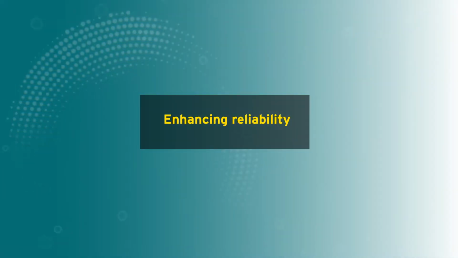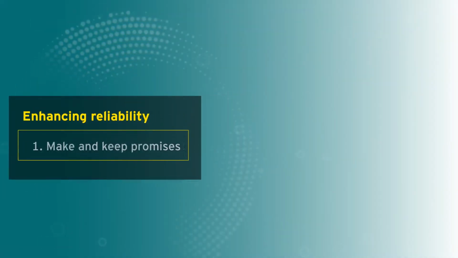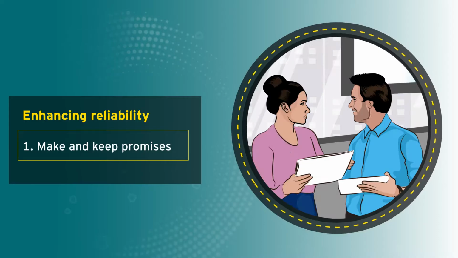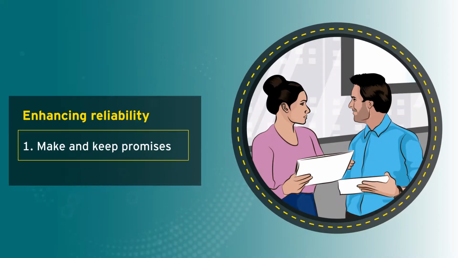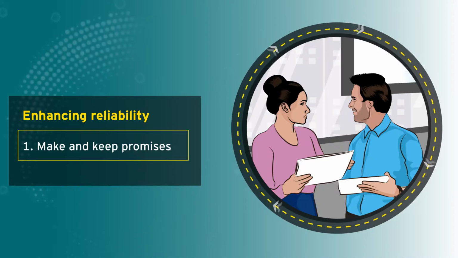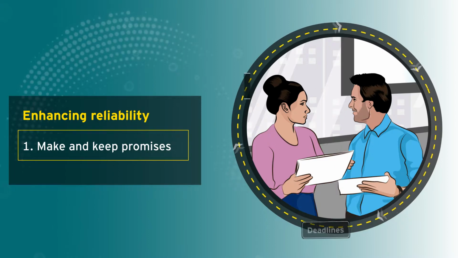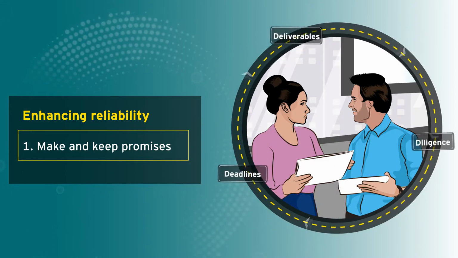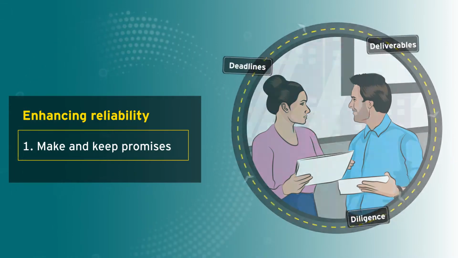A few practical ways to increase your reliability include, first, as mentioned before, make a lot of promises and then keep them. They don't all have to be major big promises. The intent is to establish a rhythm and a pattern in things small as well as large. Deadlines, deliverables, and diligence are all fields for improving reliability.